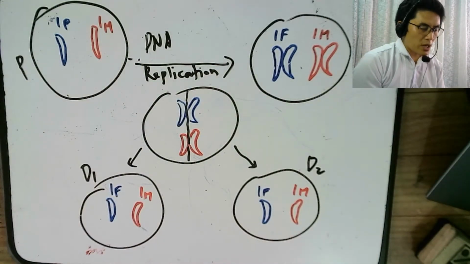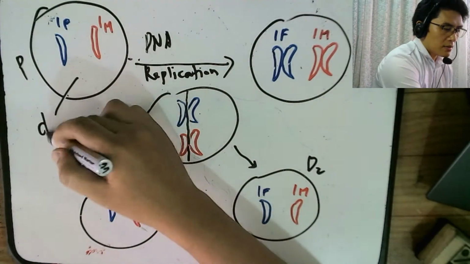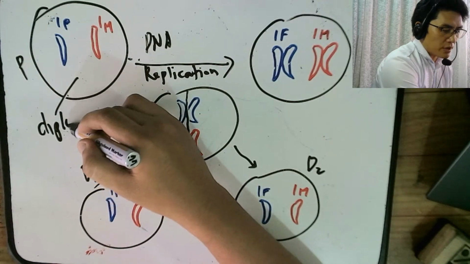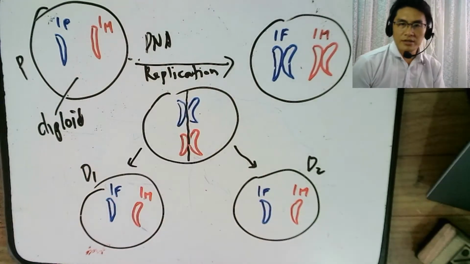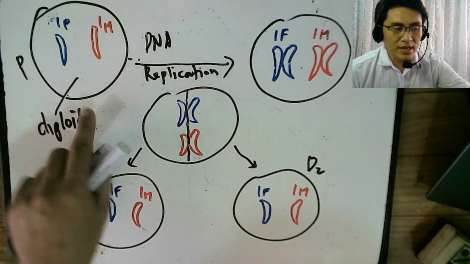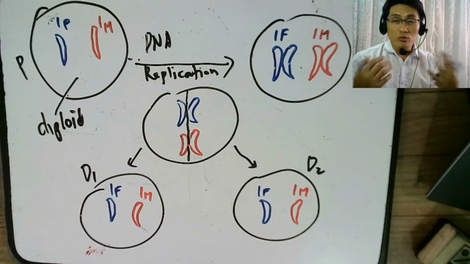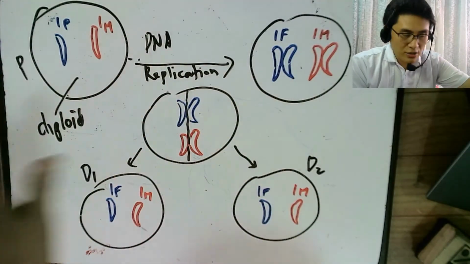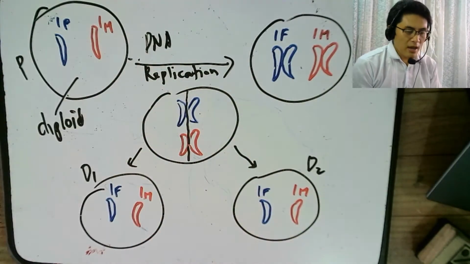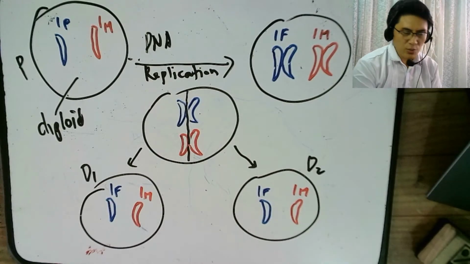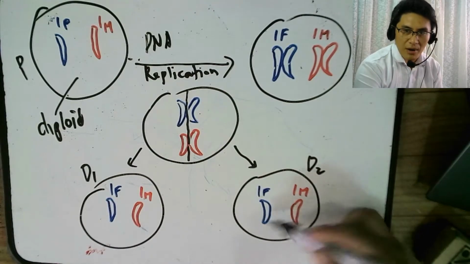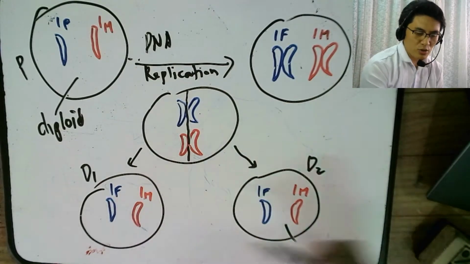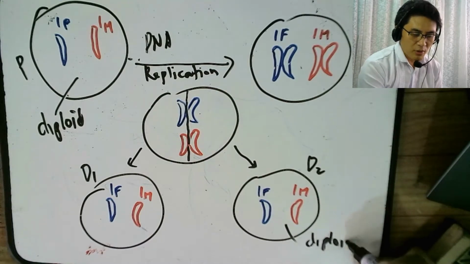Because it's a pair, we describe this as a diploid. Di means two, so diploid, it's a pair of chromosomes. Now again, in human cells, this would be 23 pairs, but so that it's easier to draw, we just have one pair. And if you look at the daughter cell, guess what? The daughter cell also has a pair of chromosomes. So this is also called diploid.